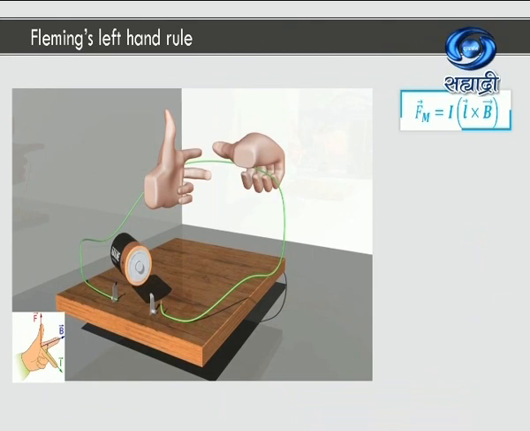Here I have an arrangement in which a cell needs to be connected for the current to flow through the conductor. Now, as soon as I pass the current through the conductor, say from right to left, then I'm going to keep this wire portion in an external uniform magnetic field. You make an observation here.